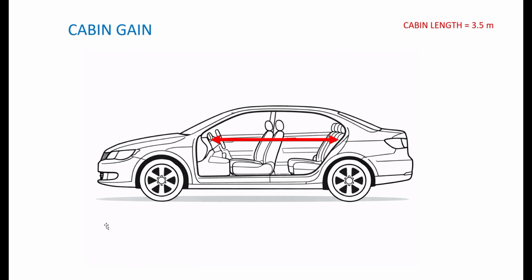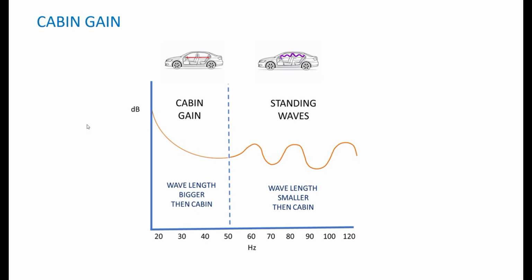You pressurize the cabin, and therefore on your ears the bass sounds louder, and so it kind of looks a little bit like this. So above a certain frequency, dominated by the length of your car, you get standing waves, which we just talked about. And below that frequency, it starts to show itself as cabin gain. And what that means is, because you're pressurizing, for want of a better term, the cabin, the lower frequencies start to sound louder and louder, right?